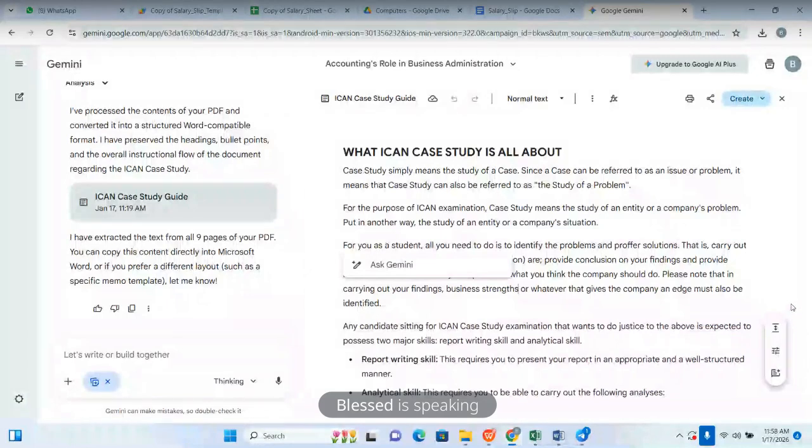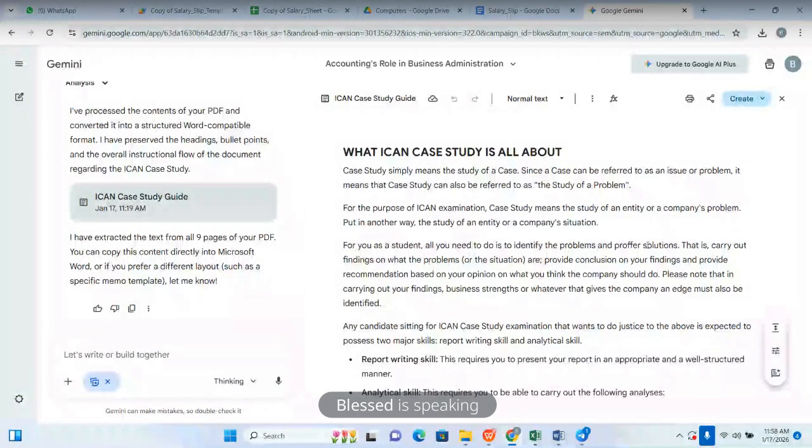So now let us continue. For you as a student, all you need to do is to identify the problem and provide solutions. That is carrying out findings on what the problem or the situation is.